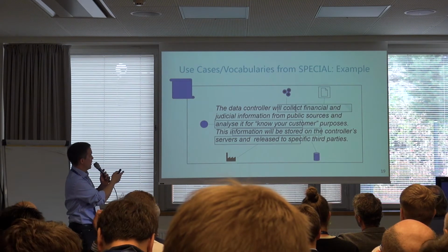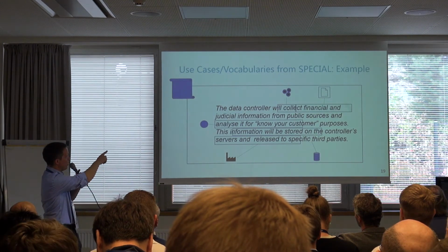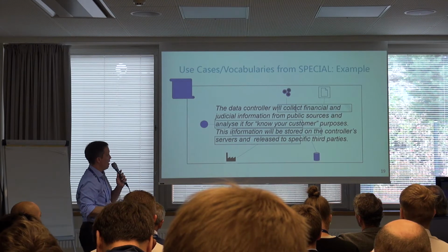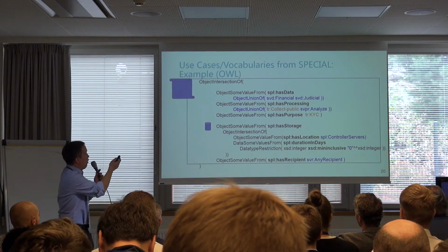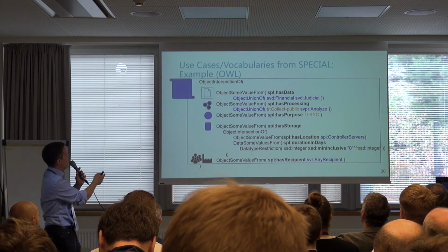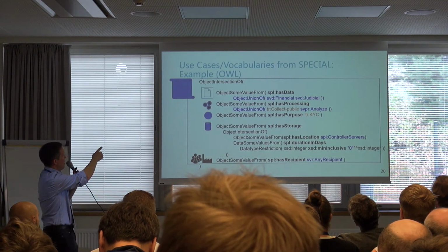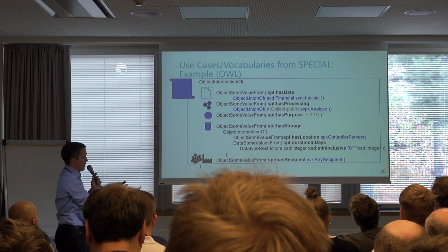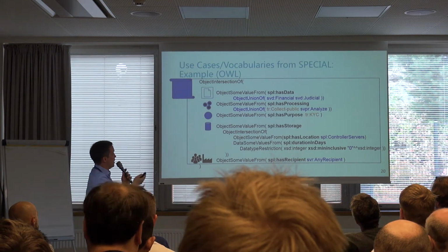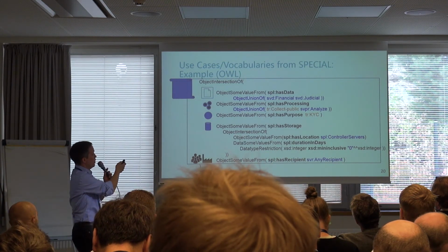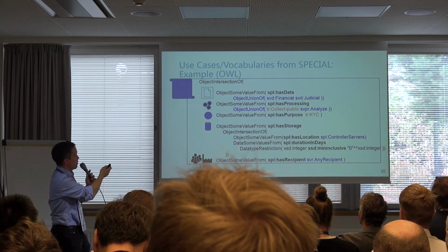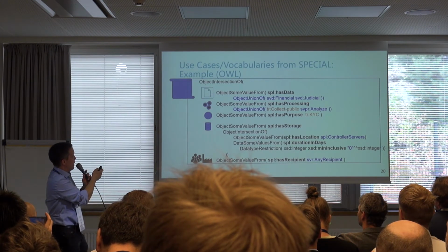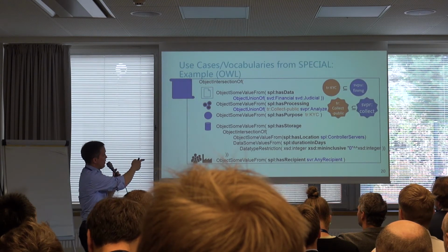That basically means that you have to describe these things in terms of agreed upon terms in this hierarchy. That is how it would look in OWL, essentially, so that you have the different parts. The data is financial and judicial data, where there would be a specific definition of what this includes in this hierarchy. Then the data use case is collecting from public data sources, and the purpose is this know your customer analytics.